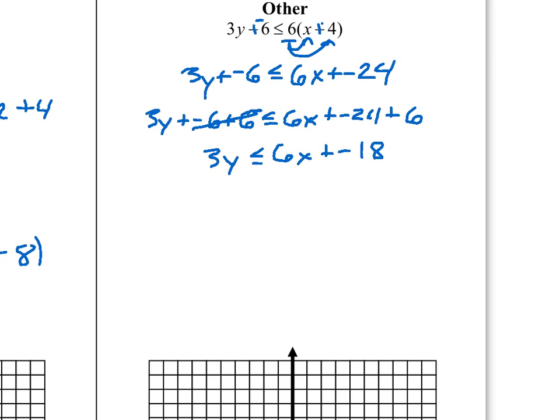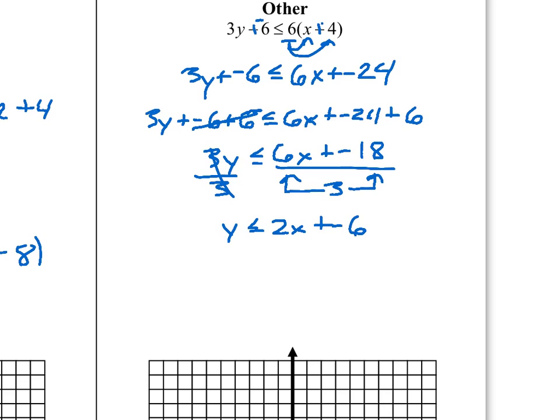Next step, Michael. Divide each side by 3. Again, always remembering to divide the entire side by 3. Gives me y is less than or equal to 2x plus negative 6. Gives me a slope of 2 over 1 and a y-intercept of 0, negative 6.